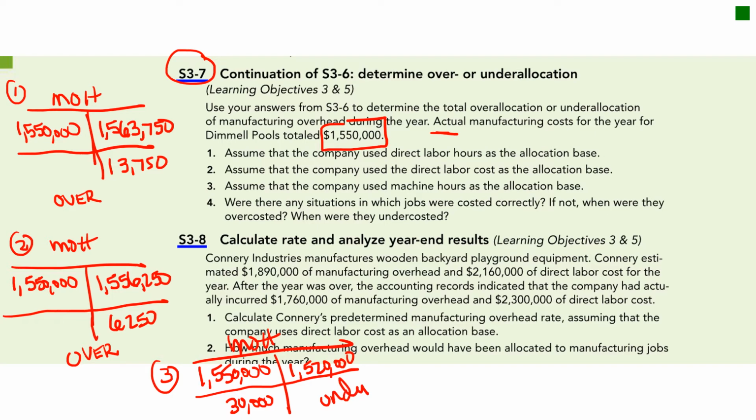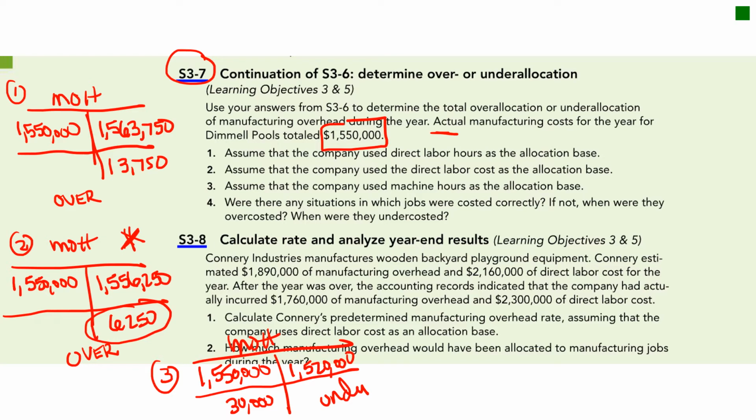And so it says, were there any situations in which jobs were costed correctly? If not, when were they overcosted? When were they undercosted? So they were never exact. Clearly, number 2 is the best one. You were within 6,250 of actual. You were over a little bit. This one, you were over by a little bit more, by 13,750.